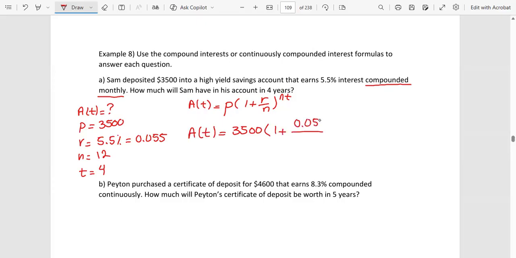Find A. All you have to do is type it in the calculator. And the amount of money after 4 years would be $4,359 if you round it to a whole number.